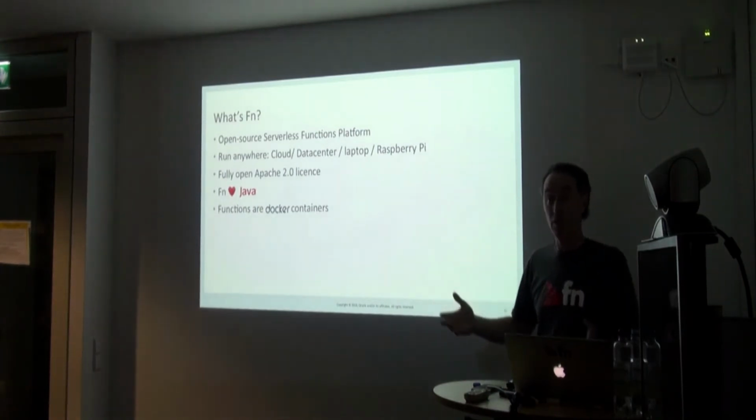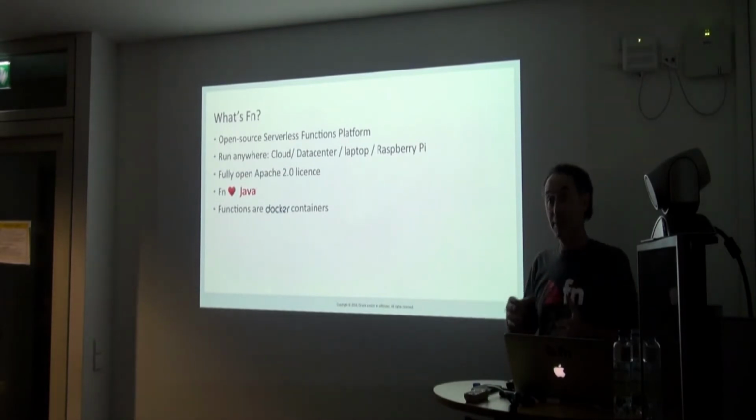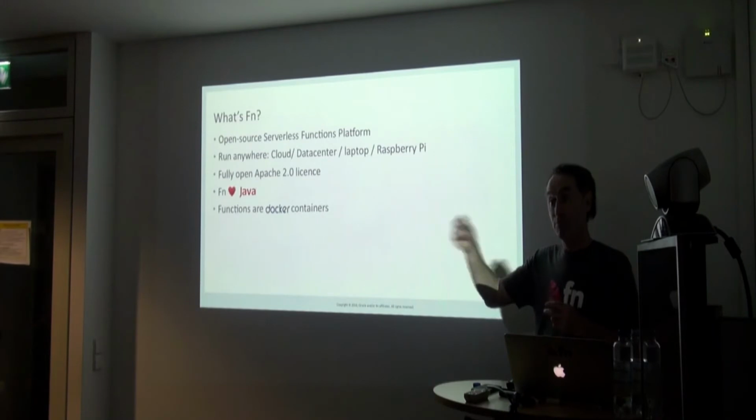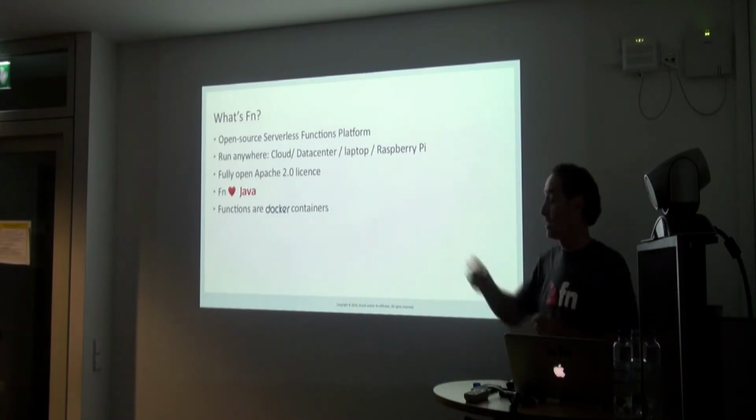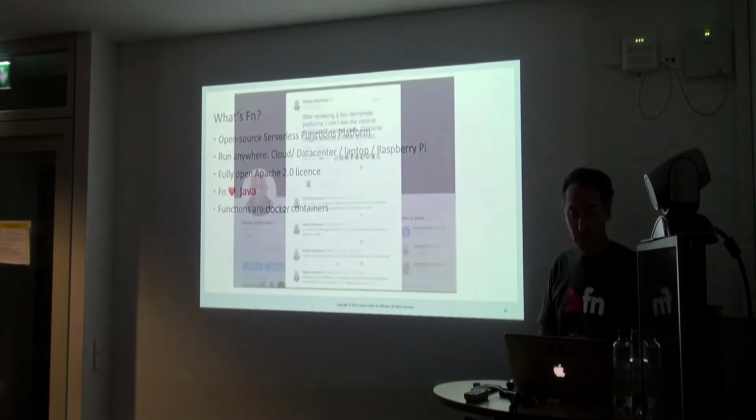That's how we run this code, right? So when you're running a function on FN, it's running a JVM inside of a Docker container with a certain contract for how it receives input and returns output. Okay, so we're not the only ones who think this is a good idea.